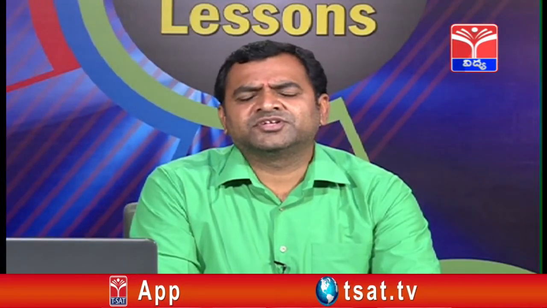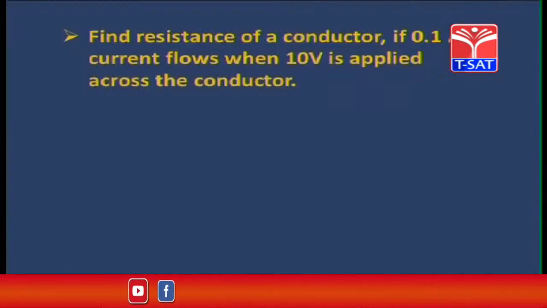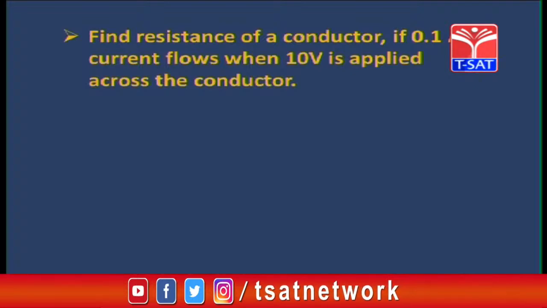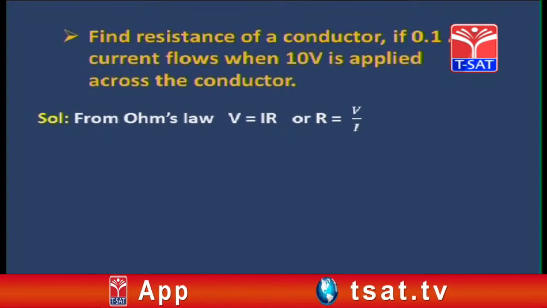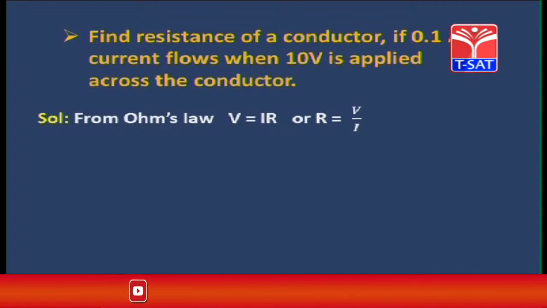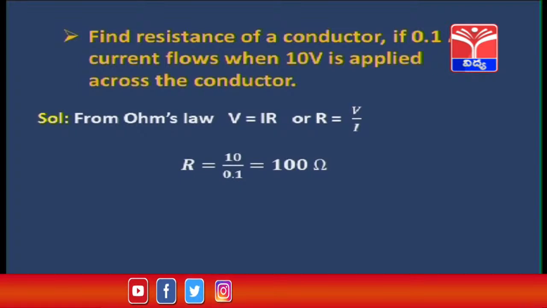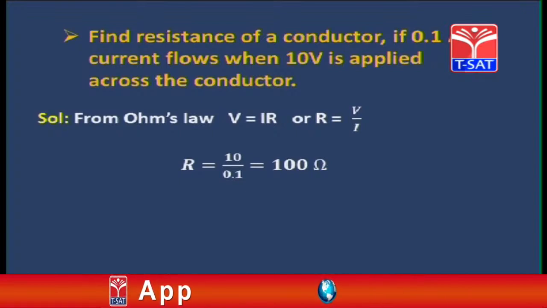Now, let us solve a numerical on Ohm's law. Find the resistance of a conductor if 0.1 ampere current flows when 10 volt is applied across the conductor. From Ohm's law, we have V is equal to IR or R is equal to V by I. So, the voltage is 10 volts and the current is 0.1 ampere. So, resistance is equal to 10 volts by 0.1, which is equal to 100 ohm. So, the resistance of the conductor is 100 ohm.